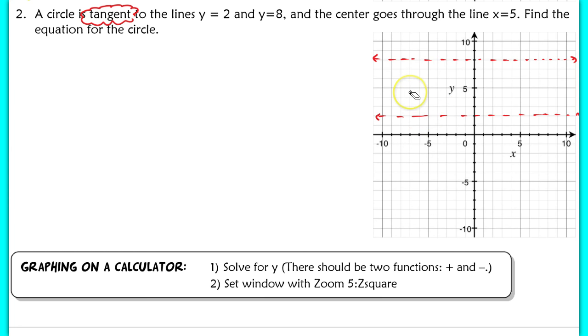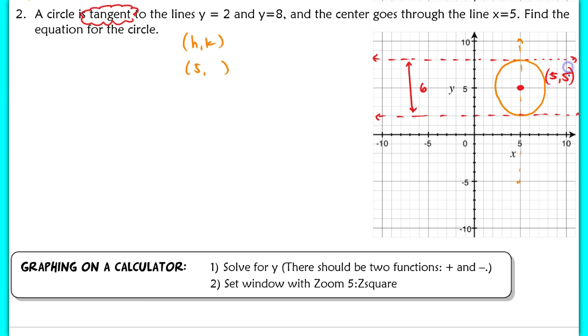Now, if the center is supposed to go through the line x equals 5, then that means we have one clue as to what the center of our circle actually is. So we know that h comma k is our center, so right away we know that we have the coordinate 5 comma something for the center. So let's try to figure out what k would be. Well, if this is placed between the two horizontal lines 2 and 8, that means this overall vertical distance here is 6 units. So that means that this coordinate here would be at 5 comma 5, or I'm sorry, 2 plus 3, so 5 comma 5.